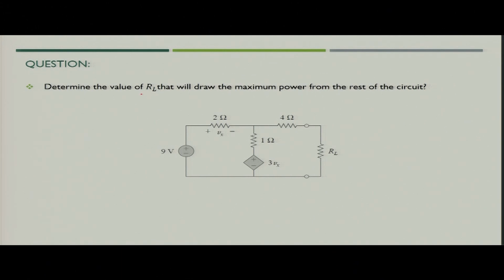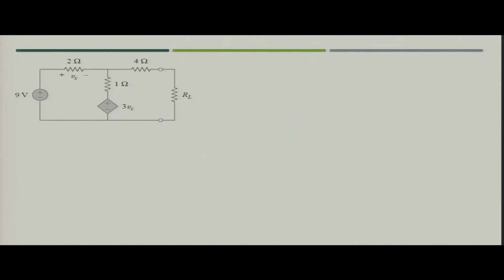We have to find out the value of R L, which will draw the maximum power from the rest of the circuit. So, this would be the rest of the circuit. What you have to do is find out the value of R T H and V T H. So, what would be the value for R T H? What you are going to do is simply short circuit this. So, you will get a circuit like this in this case. So, this is the dependent voltage source, so you will represent it like this.